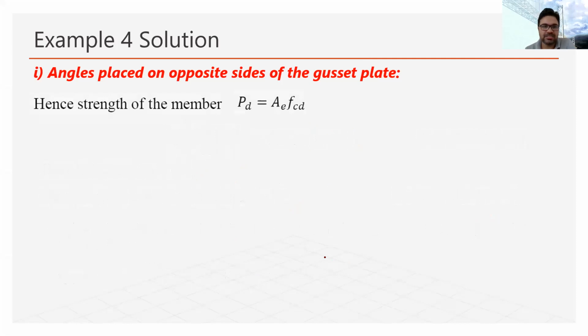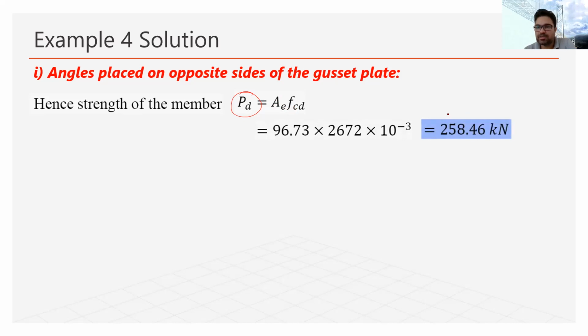So design compressive strength, or in other words, we express it as PD. It is the product of AE into FCD. AE is the effective cross-sectional area of the angle section, as we are using a double angle section. So AE will be the product of the area of cross-section of one angle multiplied by 2, because there are two angle sections which are connected together. In this case, FCD value we have now calculated. So putting the values, we get the design compressive strength of the angle section when we put them on opposite sides of the gusset plate will be 258. So this is our case 1.